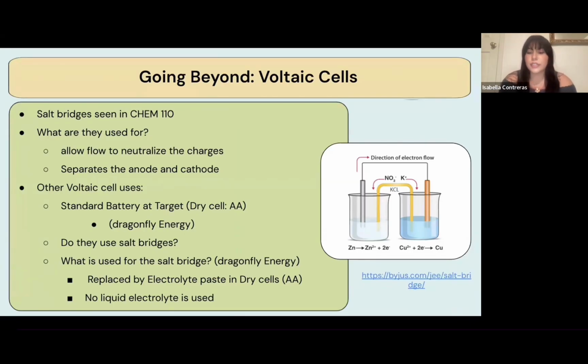We're going to look at dry cell batteries, which is a typical battery you can find at Target or that you use, and we'll see that as a AA battery. So according to an article on Dragonfly Energy, for a dry cell battery, they do not use salt bridges. It serves the same function, but they call that an electrolyte paste. And they call it a dry battery because there's no liquid electrolyte used.